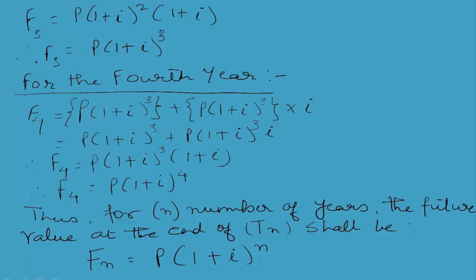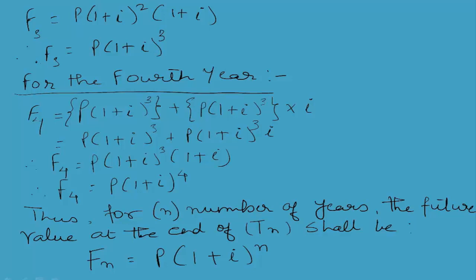Now the same concept lingers on for the fourth year as well. For the fourth year, what happens? Whatever principal and interest has been earned at the end of the third year becomes the new principal at the beginning of the fourth year. I once again repeat, students, for the beginning of the fourth year, whatever principal and interest has been earned by the end of the third year becomes the opening principal for the beginning of the fourth year.